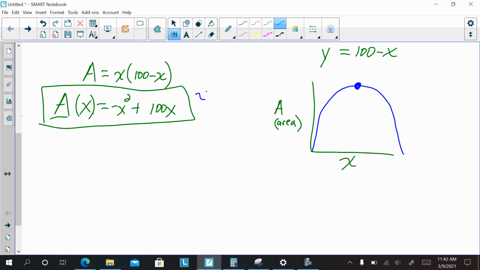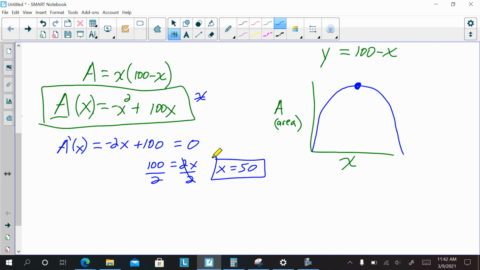So once we have our function, let's find our maximum. So we need our critical point. How do we get critical points? We take the derivative. What is our derivative here? Our derivative is minus 2x plus 100. How do we get critical points? We set our derivative equal to 0. If we add 2x to both sides, we get 100 is 2x. If we divide both sides by 2, we get that x equals 50 is our critical point.